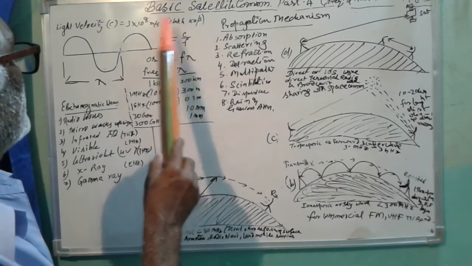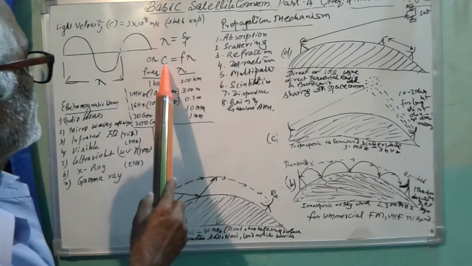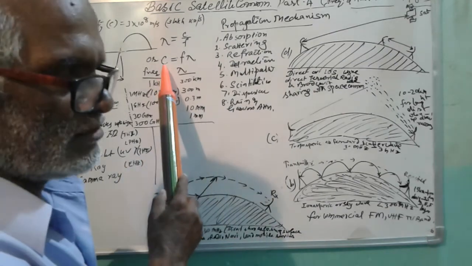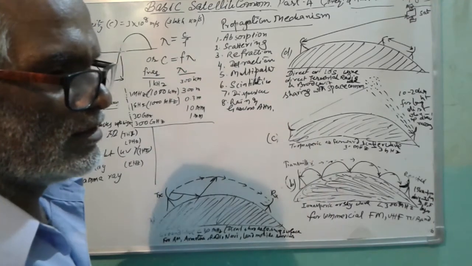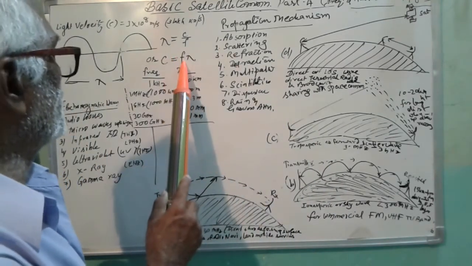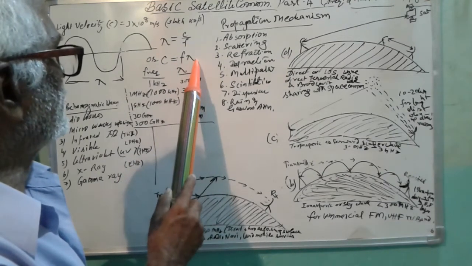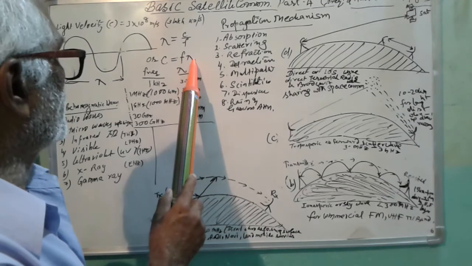C is the light velocity, f is frequency in hertz, and c, which is constant, the light velocity, is equal to frequency times lambda. If lambda is less, frequency will be more, and vice versa. If frequency is less, lambda will be more.